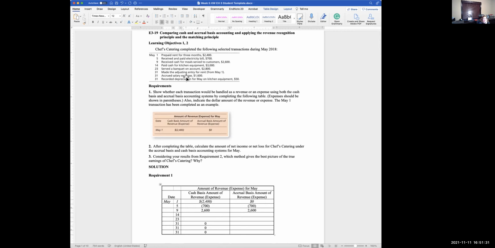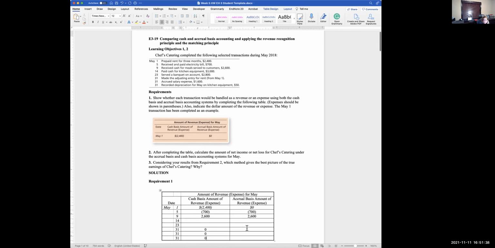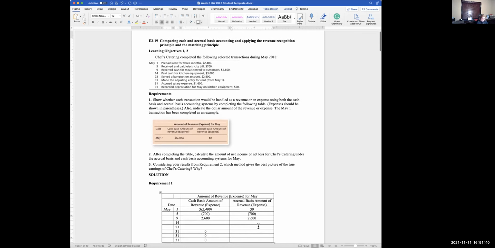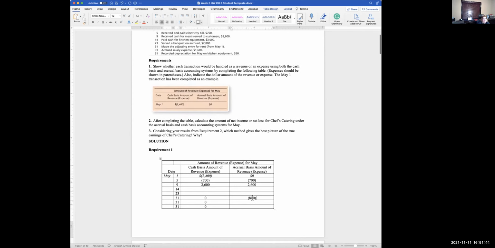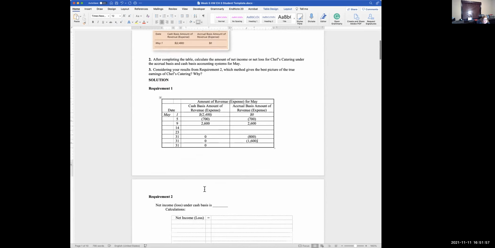But here, when you made an adjusting entry for rent, then rent you paid for 3 months. So 2,400 divided by 3 is 800, and that's a rent expense. So you're going to put that in a minus here. And then here you see accrued salary expenses. So that's an expense. So we're going to put that also as a credit here. So basically that's how you would complete the first option.